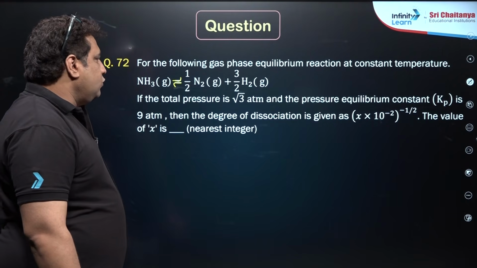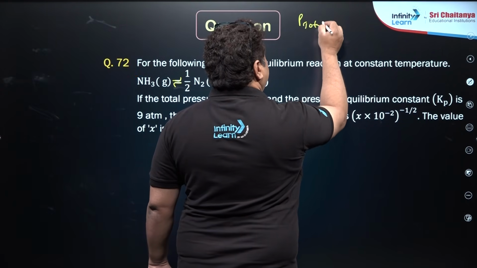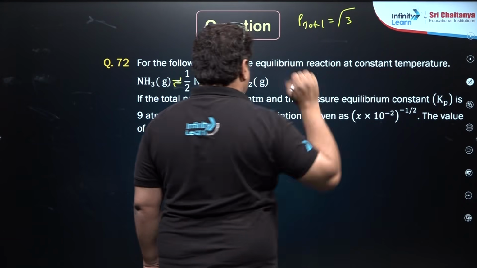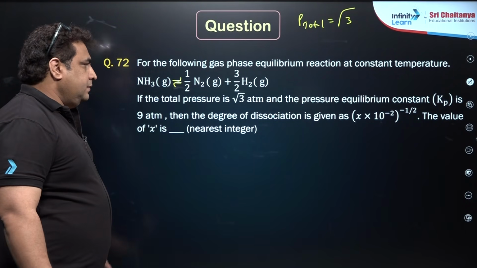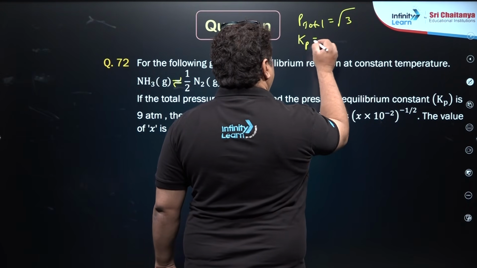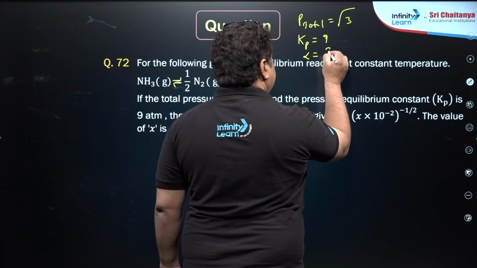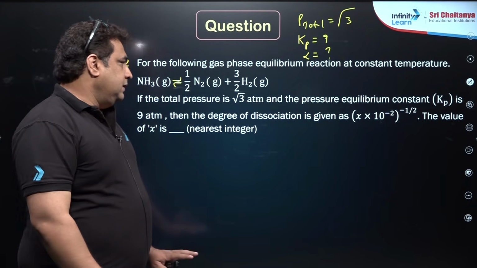If the total pressure P total is √3, and the pressure at equilibrium gives Kp as 9 atm, then alpha. So Kp is 9, and alpha is asking how much. It is a very easy question, but a bit calculative.